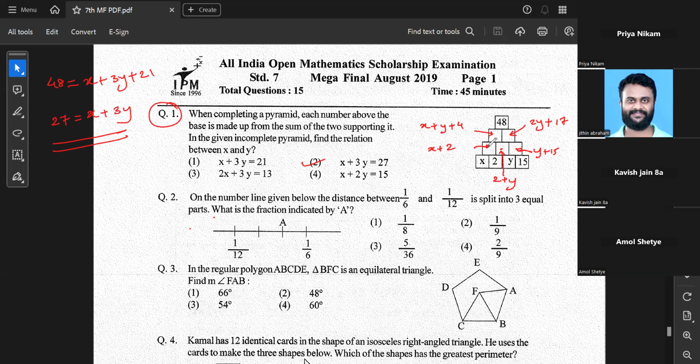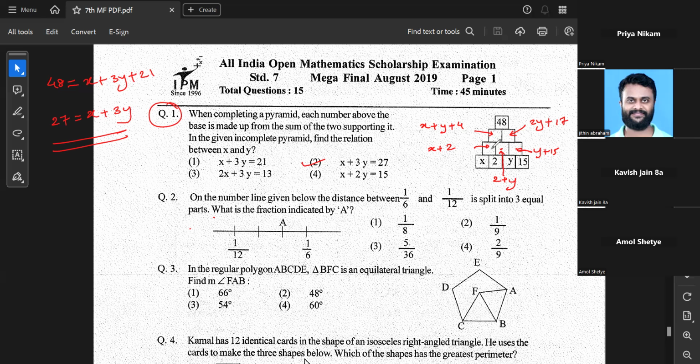The first blank space is filled by x plus 2, because x and 2 are the two numbers below. So x plus 2 is the first blank space. Similarly, the second blank space is 2 plus y, and the third blank space is y plus 15. This much is clear? Yes, sir. The same thing I'm going to repeat further also.